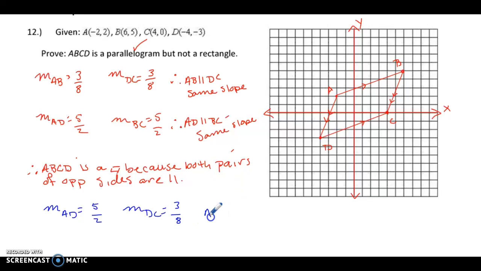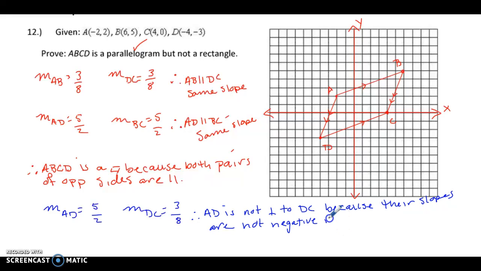I'm going to write AD is not perpendicular to DC. We should put a therefore in front, because their slopes are not negative reciprocals. Okay, so since this is not a right angle, this cannot be a rectangle because a rectangle would have to have all 4 right angles.